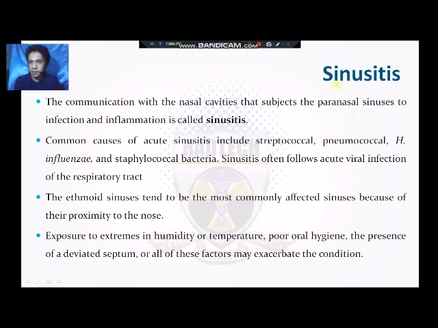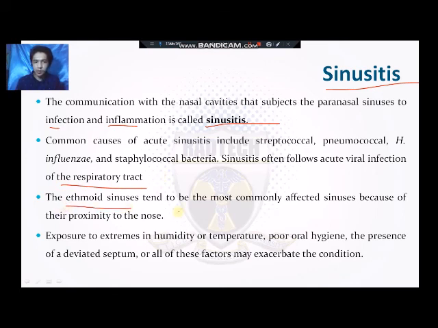Okay, so for the last pathologic processes of the respiratory tract, we have the pathologic processes related to the sinuses. So we have sinusitis. Okay, communication with the nasal cavities that subjects the paranasal sinuses to infection and inflammation is called sinusitis, basically inflammation or infection of the sinuses. Okay, common causes of acute sinusitis include streptococcal, pneumococcal, H. influenzae, and staphylococcal bacteria. And sinusitis often follows acute viral infection of the respiratory tract.